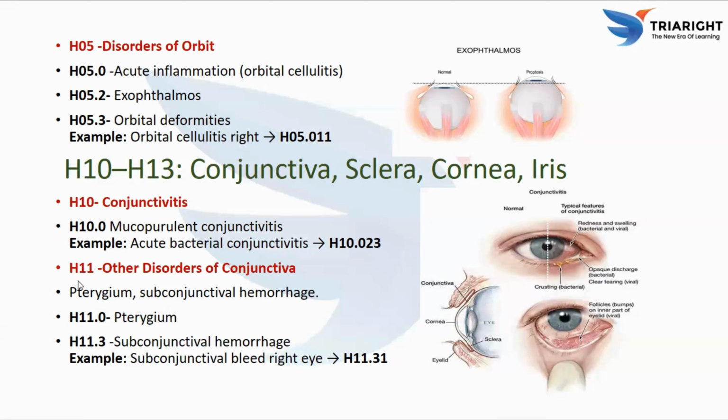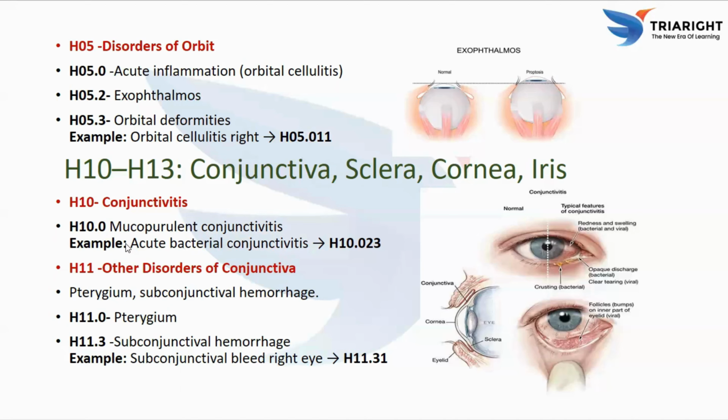So H10 code is assigned for conjunctivitis. What is conjunctivitis? It's an inflammation of the thin membrane lining the inside of the eyelid and the surface of the sclera. So H10.0 is mucopurulent conjunctivitis. What do you mean by mucopurulent? Mucopurulent means a thick pus-like discharge, which is usually a bacterial discharge.